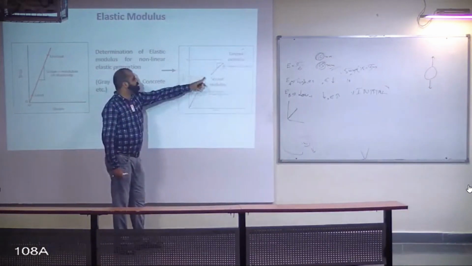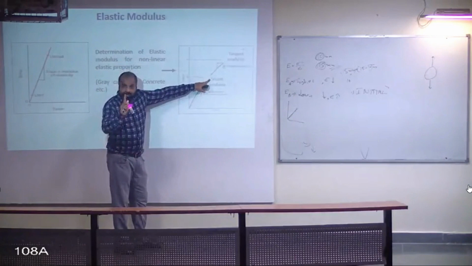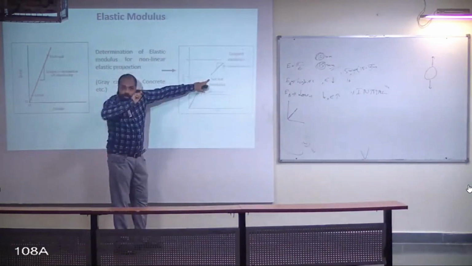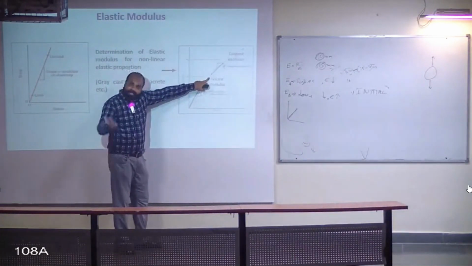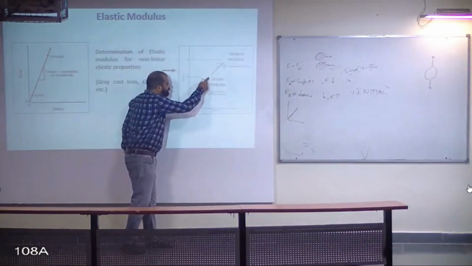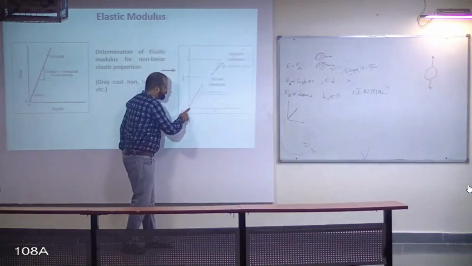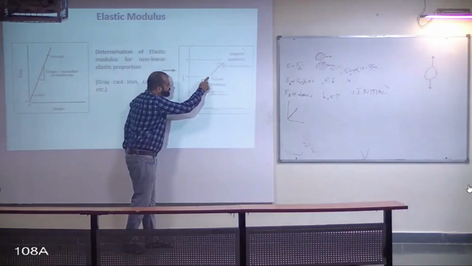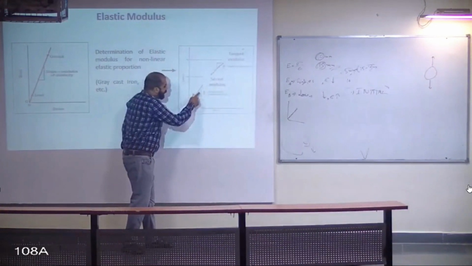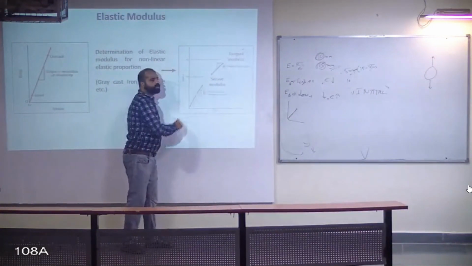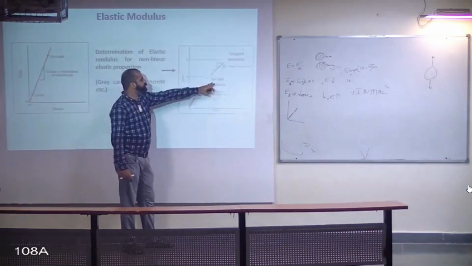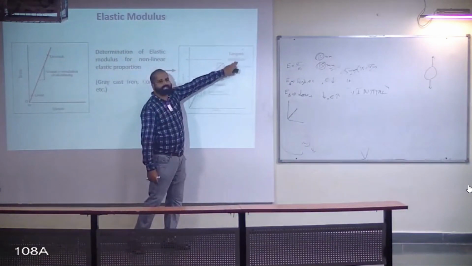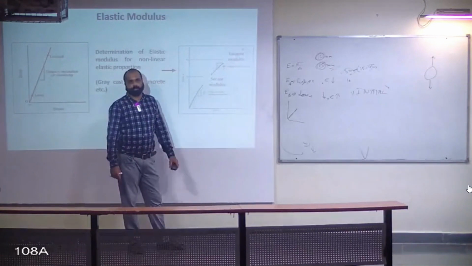You can choose a point sigma 1, but you will not calculate the slope at this point. In the second case, you will join this point with the initial point, and iska jo curve hoga, that will be your elastic modulus. And this is known as secant modulus. This is known as tangent modulus. This is known as secant modulus.